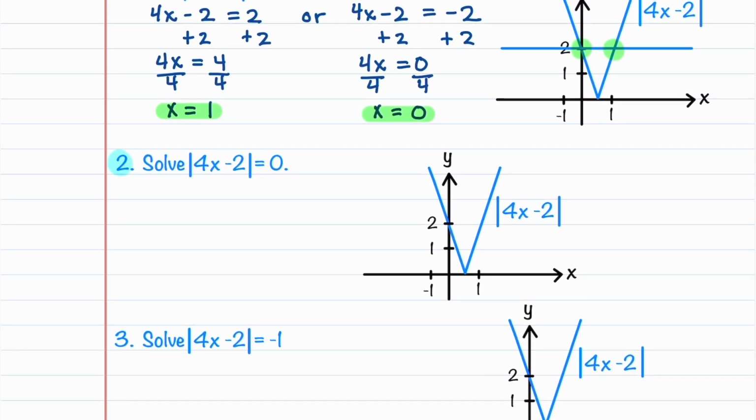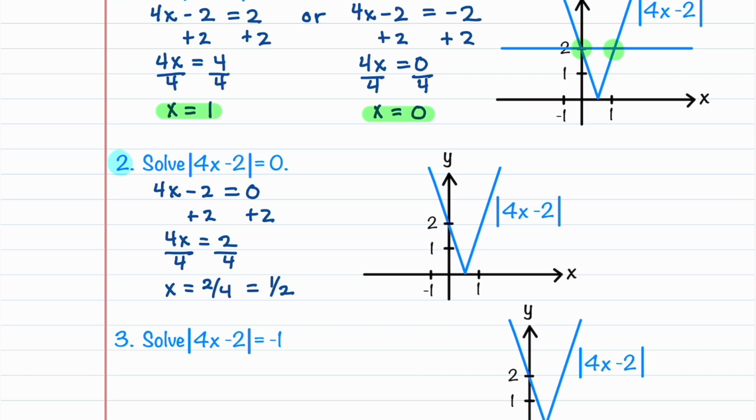Let's now look at our second example. This is an example where we're going to have 1 solution. Since our right-hand side is 0, we're only going to have 1 equation, and that equation is going to be 4x minus 2 is equal to 0. And we'll add 2 to both sides. And that gives us 4x is equal to 2. Then we'll divide each side by 4. And we get x is equal to 2 over 4, which we can reduce to 1/2.